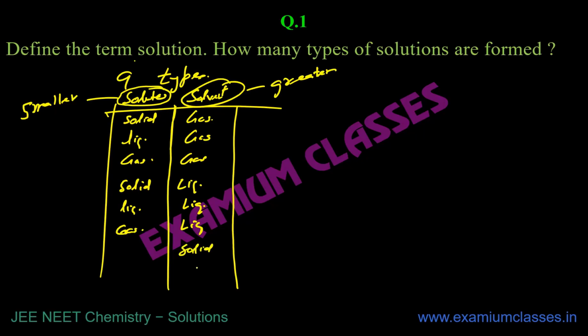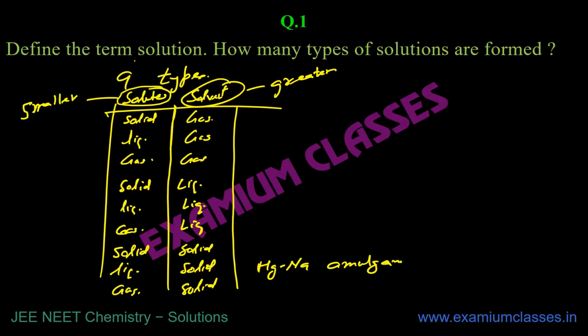And then you can say solvent is solid. Again, there are 3 possibilities. Solid in solid, that is alloys. Then liquid in solid. For example, mercury is a liquid, and it is with sodium. So you know that there is mercury sodium amalgam. That is one example of that. Then there can be gases into solid.